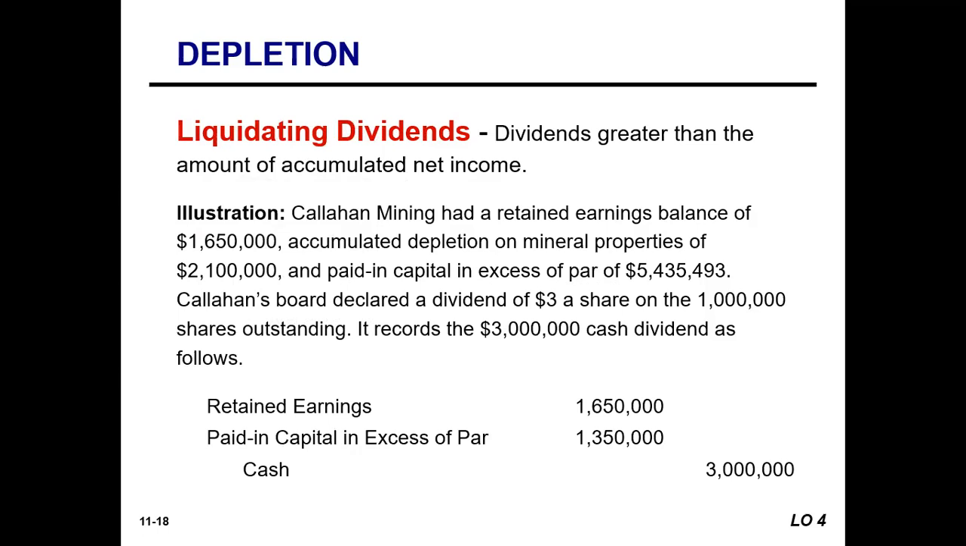So it's kind of strange. I know this relates to depletion. We're talking about depletion, but we really get more into how we handle these stock transactions and dividend transactions in chapter 14. But on this example, remember, retained earnings generally increases with a credit. And that's the same for paid in capital excess of par. Generally increases with the credit. So we are decreasing. We're issuing this dividend. So we're decreasing retained earnings. We're decreasing paid in capital. We're crediting cash, right?